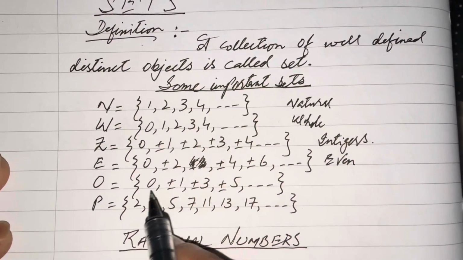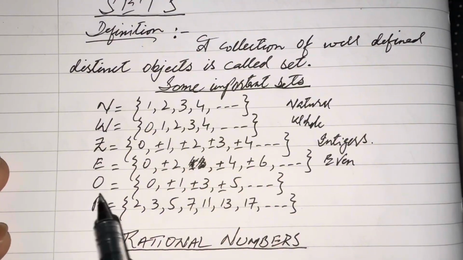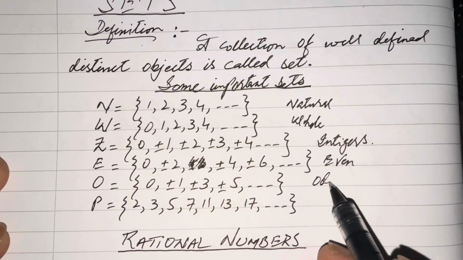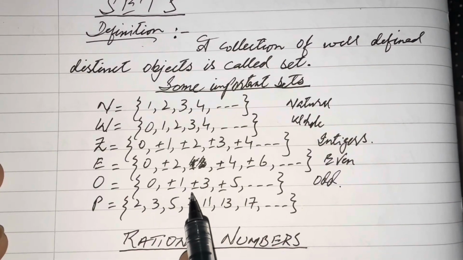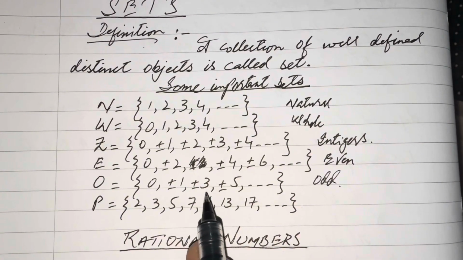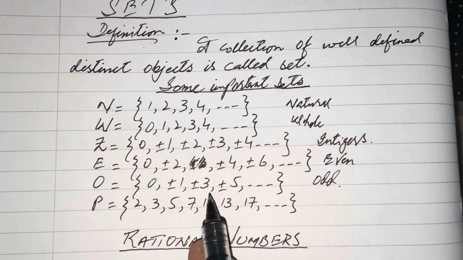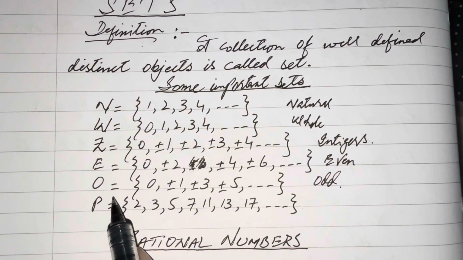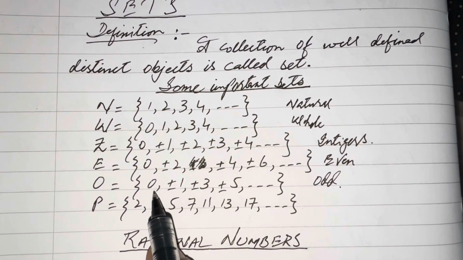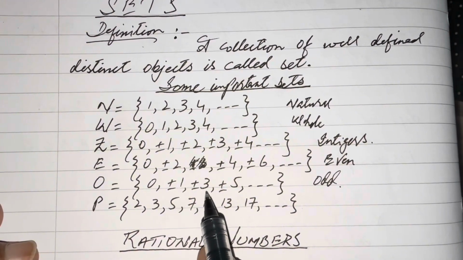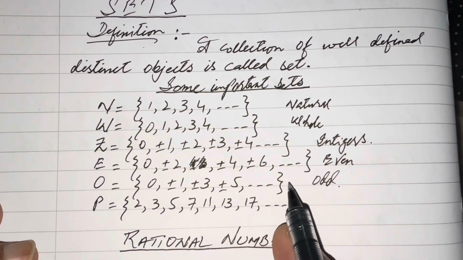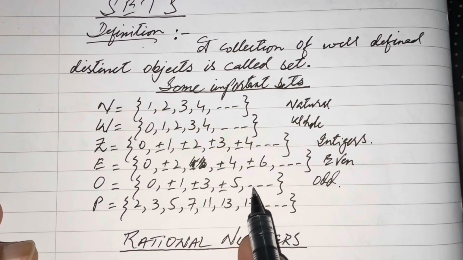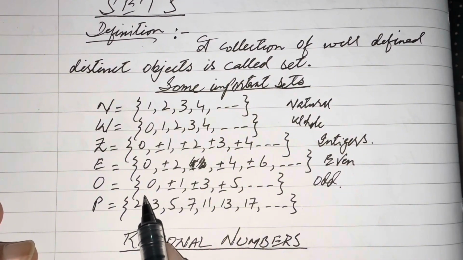And then we learned about O for odd numbers. Odd numbers are those numbers which cannot be divided by 2, and these also include positive and negative numbers: plus minus 1, plus minus 3, plus minus 5, plus minus 7, plus minus 9 and so on. These are called the odd numbers.